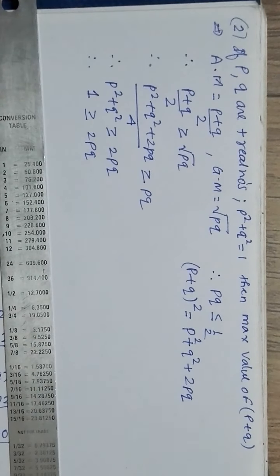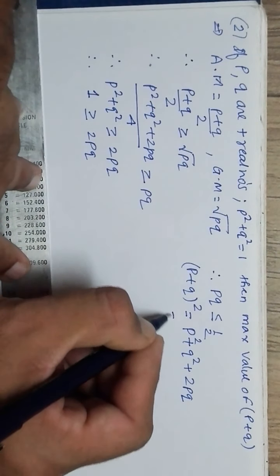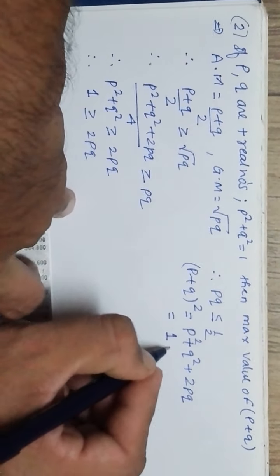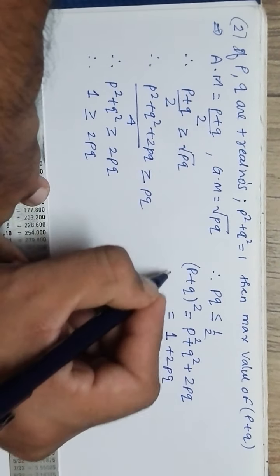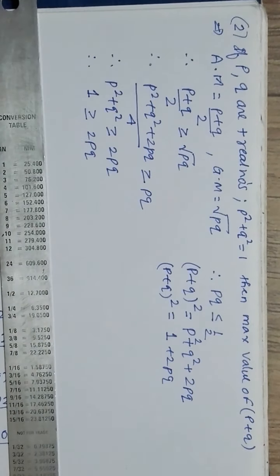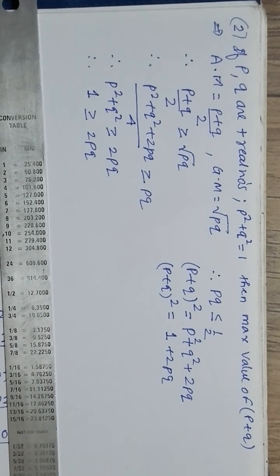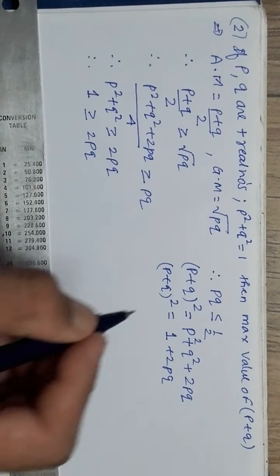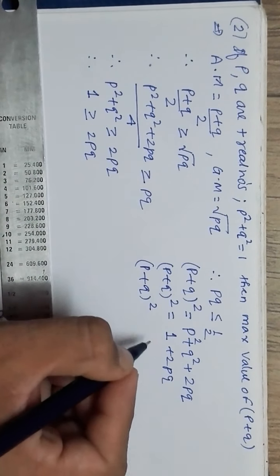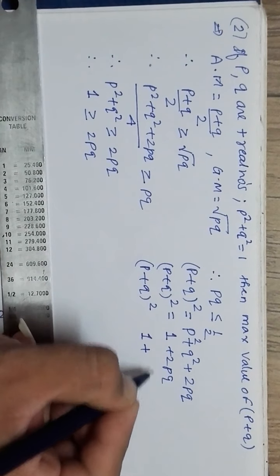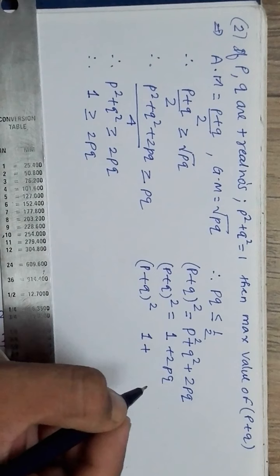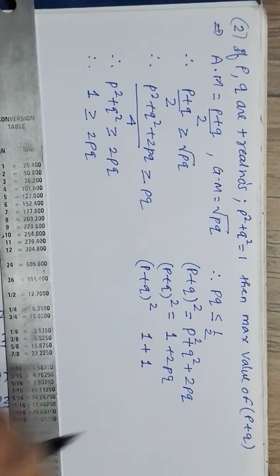Got it? So what I get here already is 2pq. Now p square plus q square is 1, right? And still I am writing here 2pq only. Here it is p plus q the whole square, right? So obviously what I will get now here is p plus q the whole square, and this is 1, and this is 2pq, which is also either equal to 1 or less than 1, right?